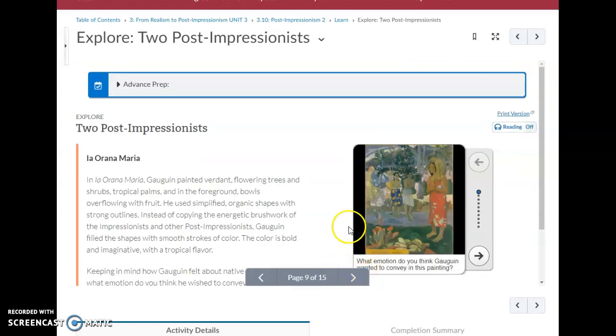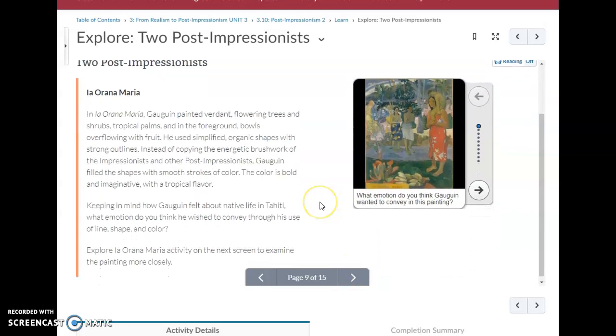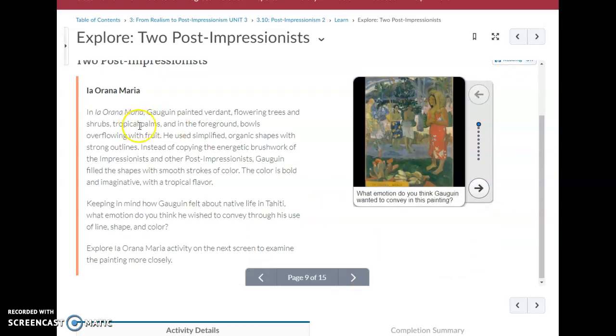In La Orana Maria, Gauguin painted verdant, flowering trees and shrubs, tropical palms, and in the foreground, bowls overflowing with fruit. He used simplified, organic shapes with strong outlines. Instead of copying the energetic brushwork of the Impressionists and other post-Impressionists, Gauguin filled the shapes with smooth strokes of color. The color is bold and imaginative with a tropical flavor.